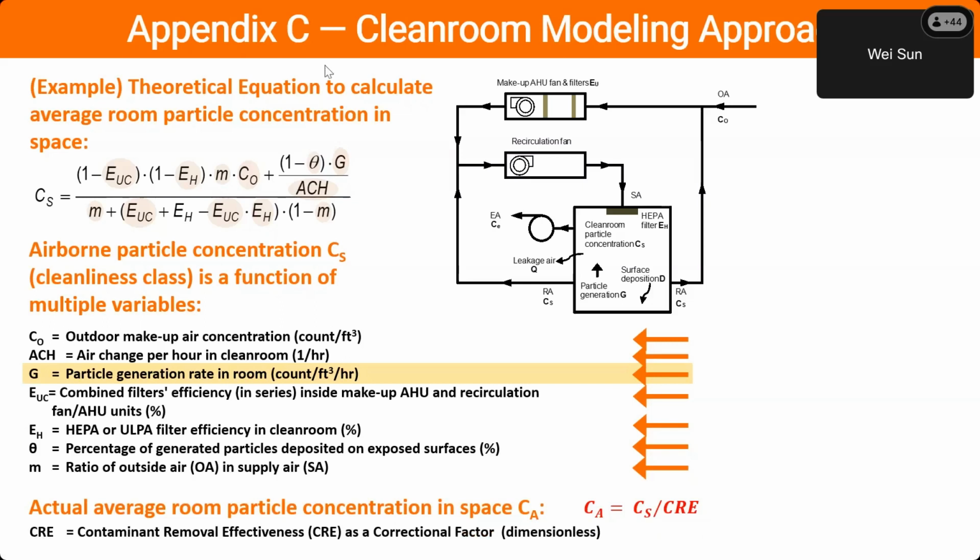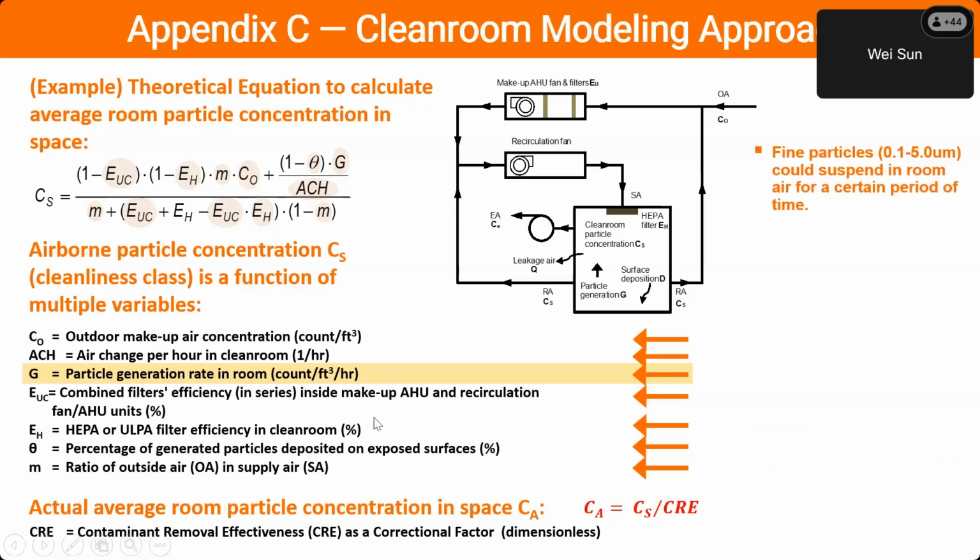because this equation or other equations are the theoretical basis. So they assume the room particle concentration is evenly distributed, but in fact, it's not evenly distributed, as we know. So the correctional factor is to account for the capability to remove the contaminants from the clean room, so these contaminants will not deposit on the surface.